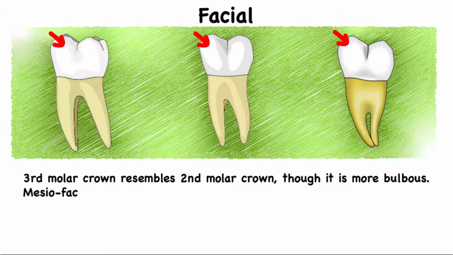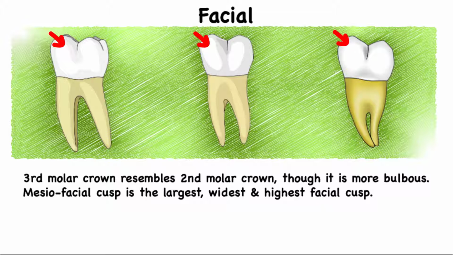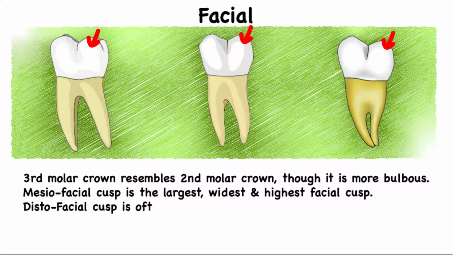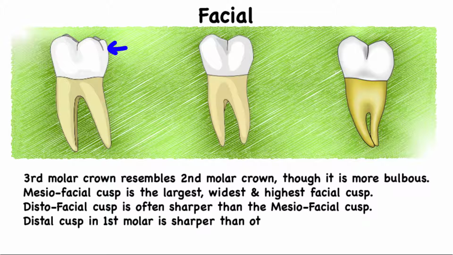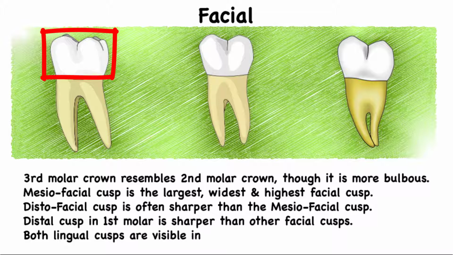The mesiofacial cusp is the largest, widest and highest facial cusp in all the molars. And the distofacial cusp is often sharper than the mesiofacial cusp. So amongst the facial cusps, the mesiofacial cusp is larger and the distofacial cusp is sharper. The distal cusp in first molar is often the sharpest facial cusp. Both the lingual cusps are visible in first molar from this view.